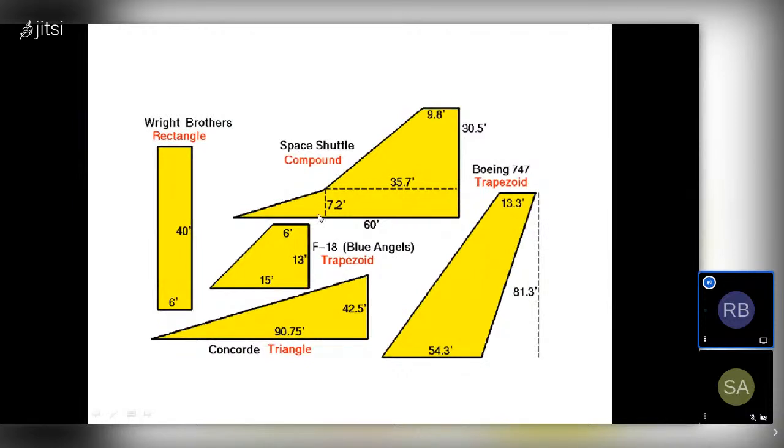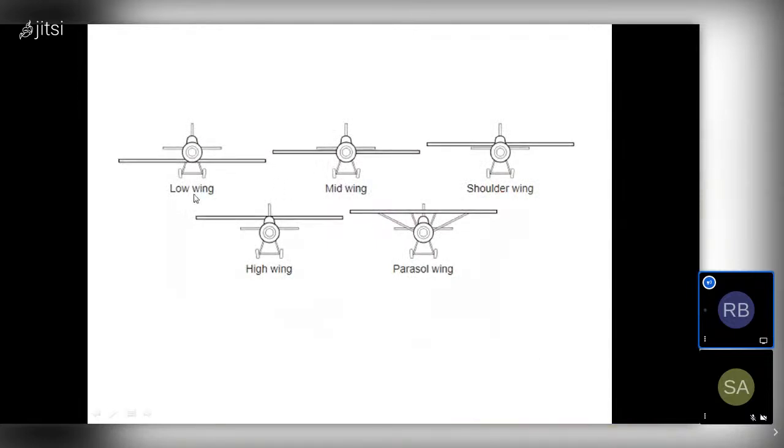Like this, compound based, trapezoid, triangle. Low wing, mid wing, shoulder, high wing. So here these are what I have shown. These wings: low wing means the wing has been placed below the fuselage. Here the wing is placed exactly at the mid section of the fuselage. So like that changes you can do in OpenVSP.